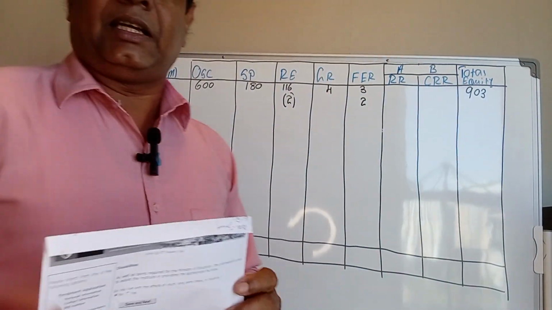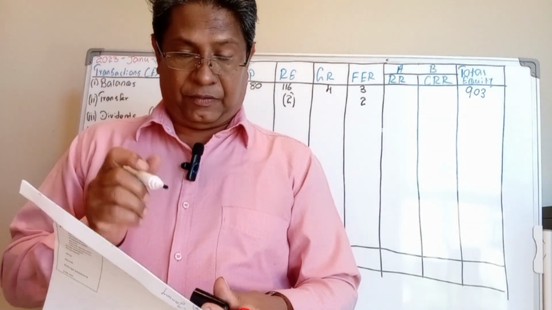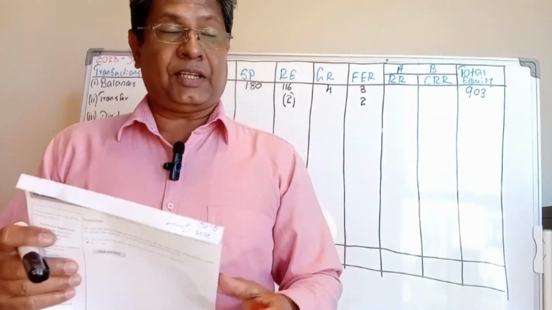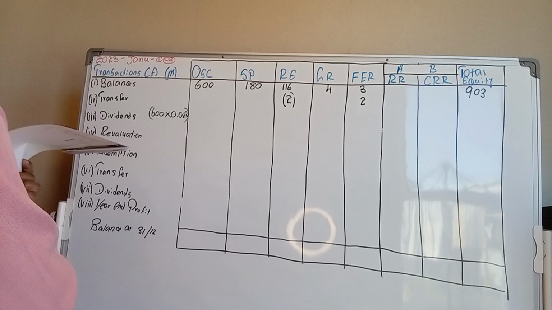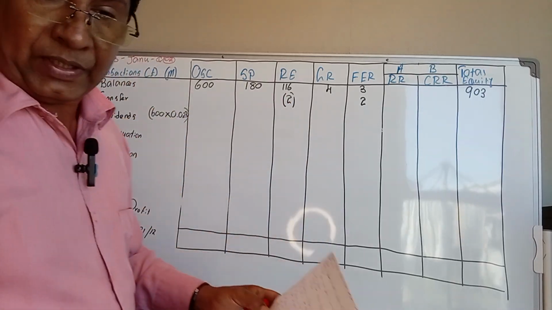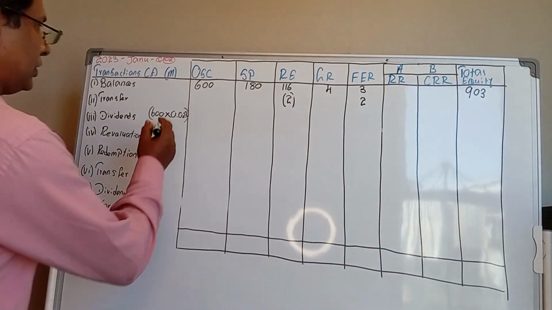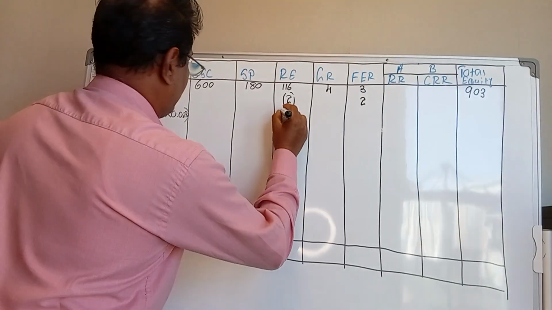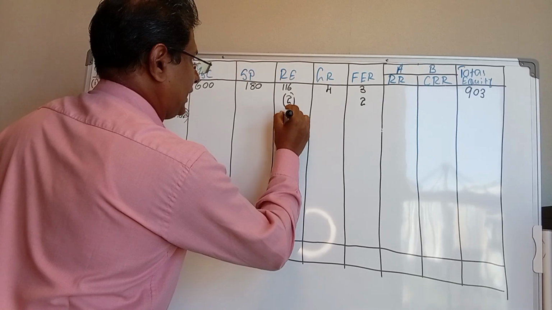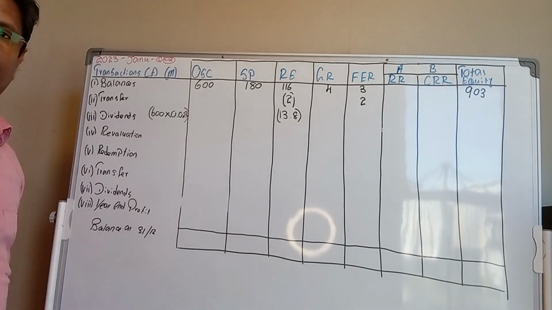So when a company declares dividends, the dividends have to go out of the profits, that is out of your retained earnings, right? So your retained earnings are going to be less by the dividends amount. How much was that? That was 13.8. So I will minus 13.8 from the retained earnings.